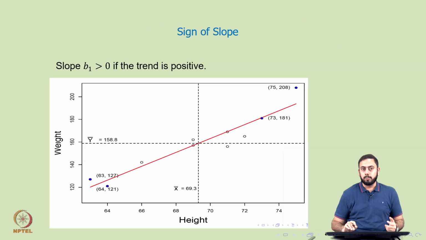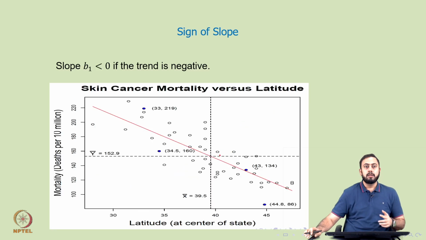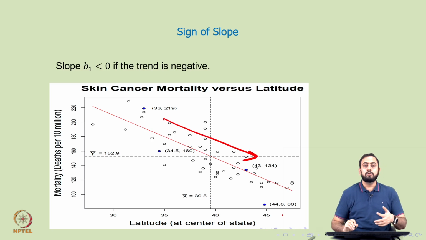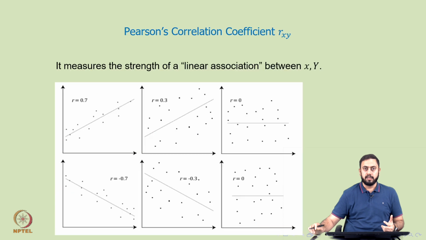Now, sign of the slope. Very quickly, when would the slope B1 be positive? If the trend is positive. In the height versus weight example, there is an upward trend, so my slope is positive. On the other hand, in the skin cancer mortality versus location example, you have a downward sloping line, so the trend is negative and my slope is also negative there. So the sign of the slope, B1, depends on whether you have a positive trend or a negative trend.